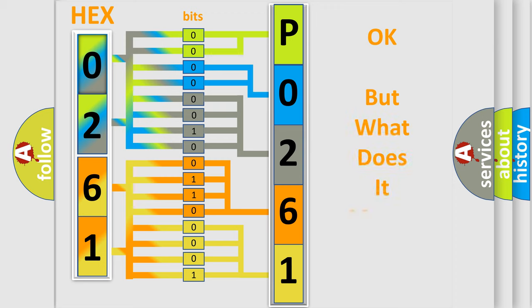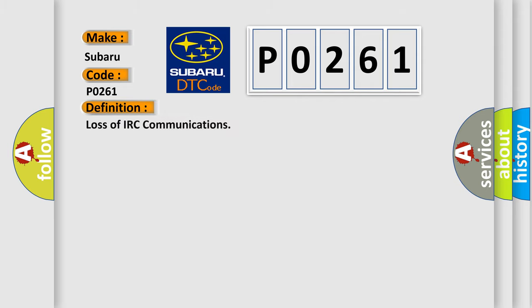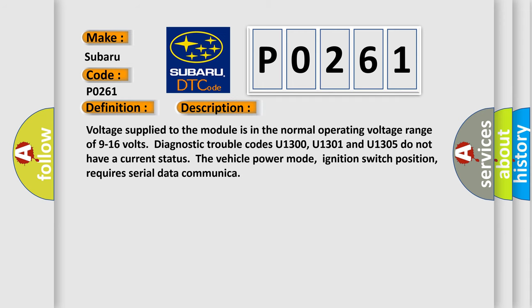The number itself does not make sense to us if we cannot assign information to what it actually expresses. So, what does the diagnostic trouble code P0261 specifically mean for Subaru? The basic definition is loss of IRC communications. And now this is a short description of this DTC code.